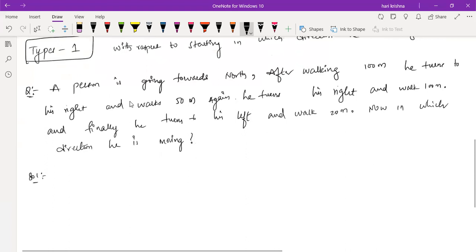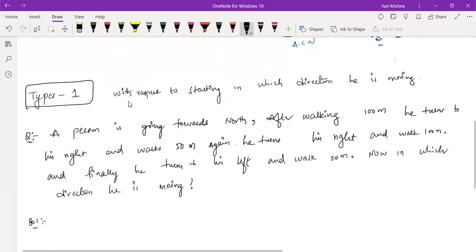What is the answer? A person is going towards the north. After walking 100 meters, he turns to his right. Then again, he walks 50 meters. He turns his right and walks 100 meters. And finally, he turns to his left and walks 20 meters. Now, in which direction is he moving with respect to the starting one? What is the answer for this?